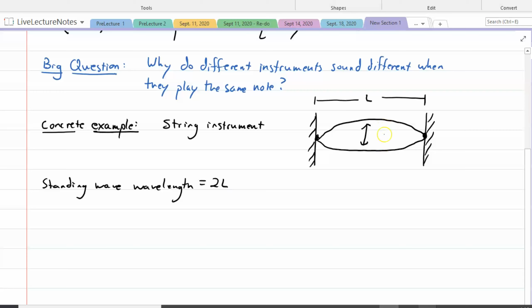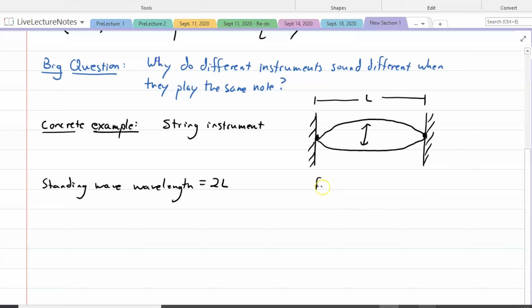In case it's not clear, what I'm drawing here is the string at two different times. At some time the string is bowed upwards, and at some other time the string is bowed downwards, moving up and down just like a jump rope. The reason the wavelength is 2L is that if it's forming a perfect sine wave and I extended it out, the wavelength would be from here to here, which would be 2L.